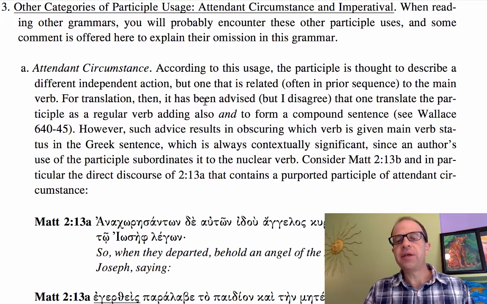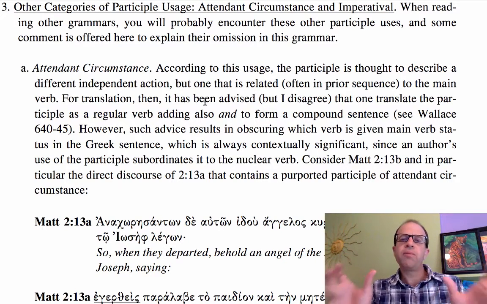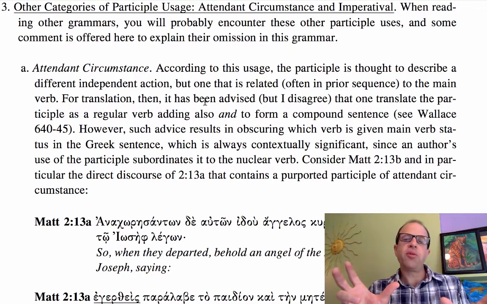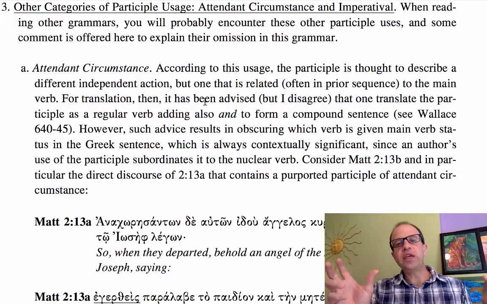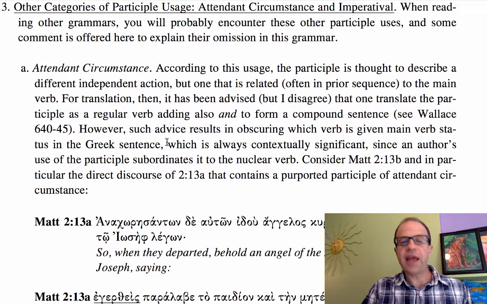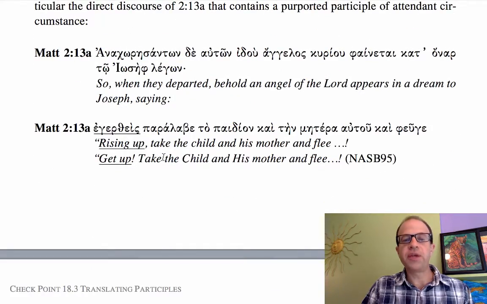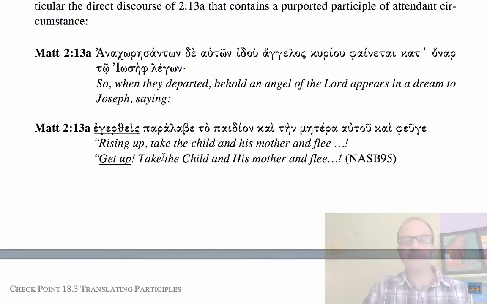So what happens here is that they make two main verbs, but my concern is that this obscures the fact that an author has chosen to subordinate one action by rendering it as a participle, a circumstantial participle, to the main verb. And so to translate those as two equal finite or main verbs is problematic and obscures the underlying grammar. I think it's best just to treat these as circumstantial participles. You can read and look at those examples there.